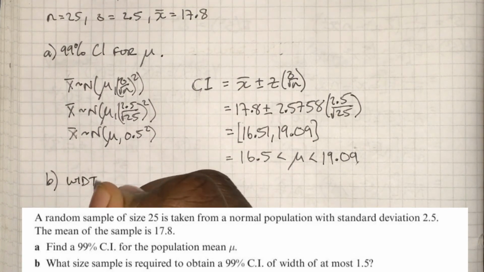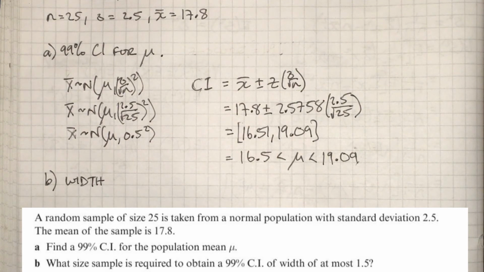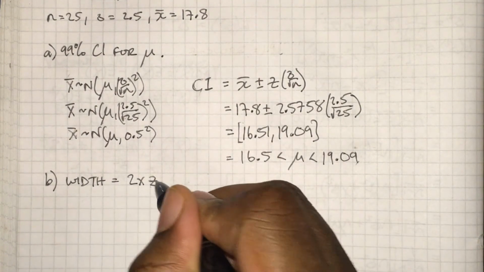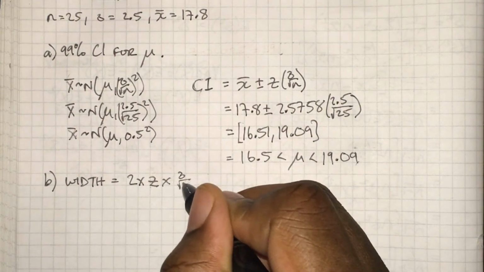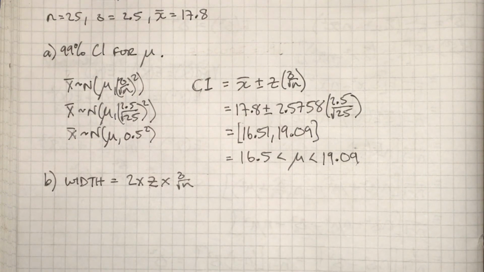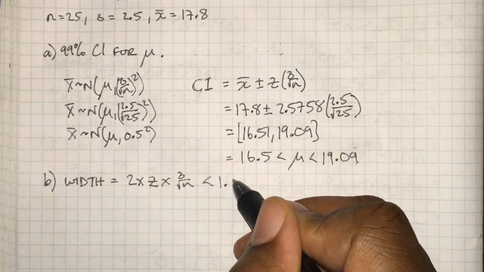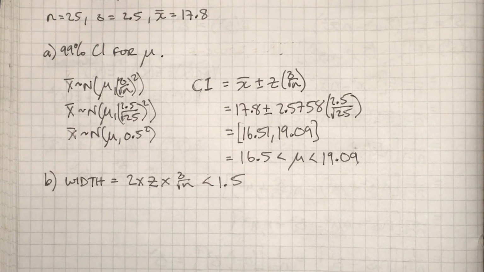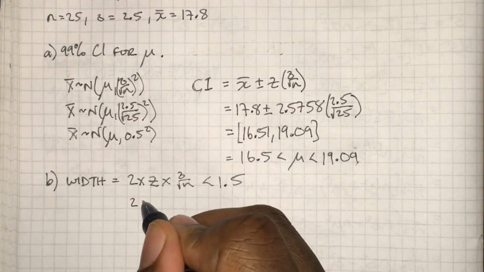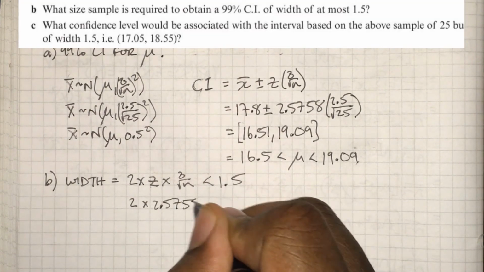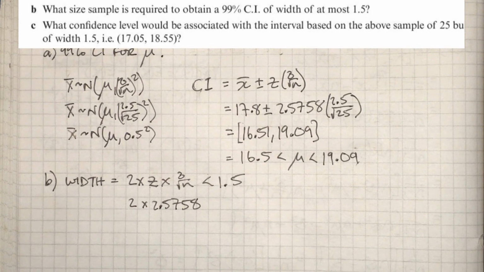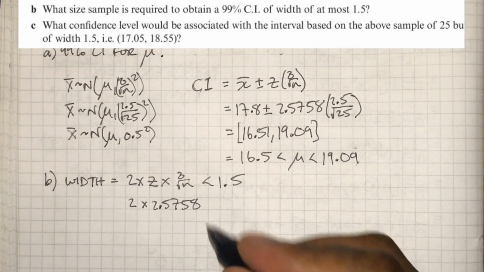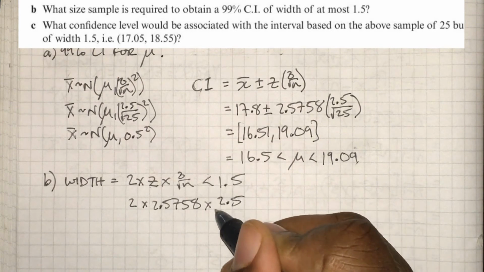In part B of the question, we're asked what size of sample we would need so that we've got a 99% confidence interval with a width of at most 1.5. So the width of this confidence interval is going to be 2 times z sigma over root n. And I've made the inequality so that it's less than 1.5. So just substituting in the appropriate values. N is the unknown that we're looking for.